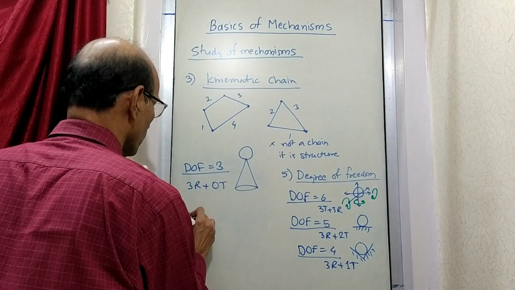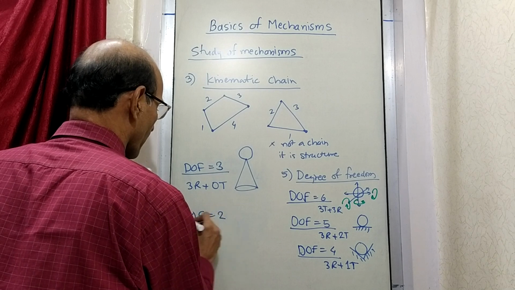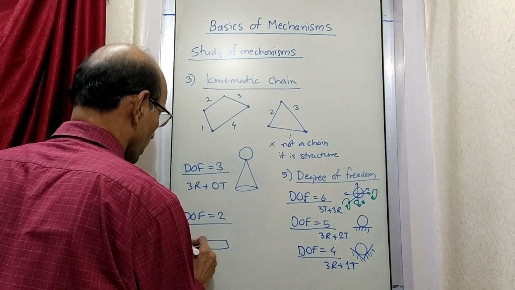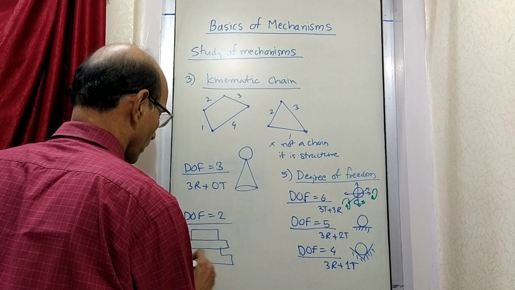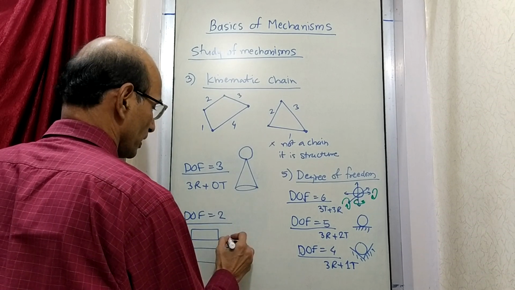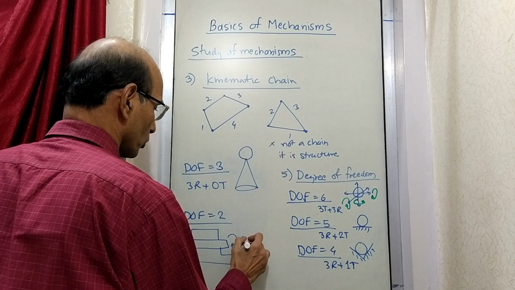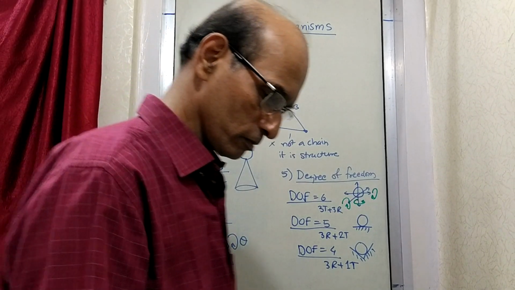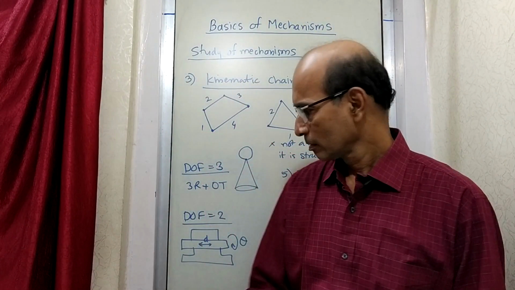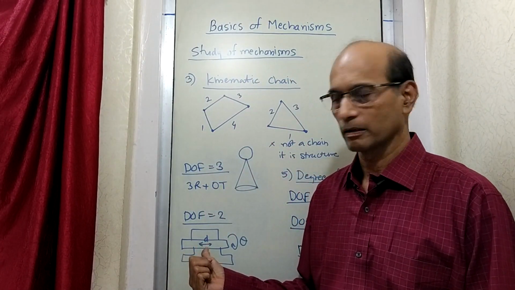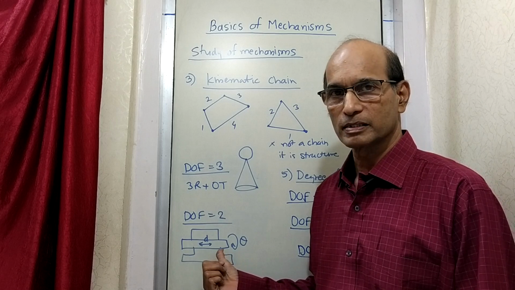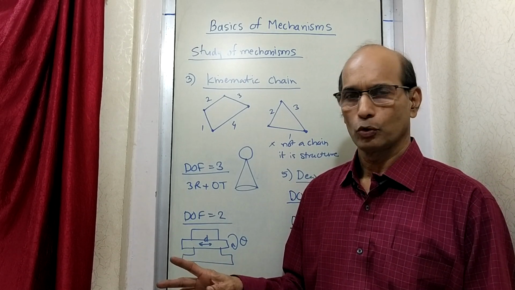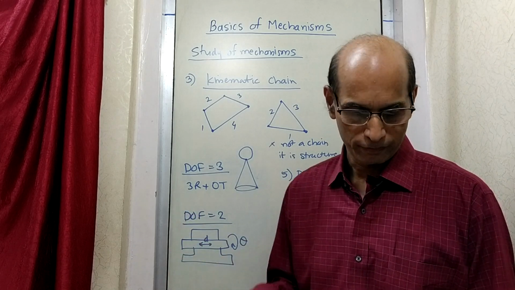DOF is 2 now. Cylindrical pair, you know, earlier we had drawn. Earlier we had drawn a cylindrical pair which can perform rotary motion and which can also perform translational motion. This figure we had drawn earlier, cylindrical pair. D and theta both exist and they are independent. So this is an example of DOF 2.